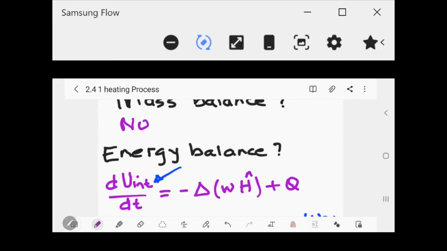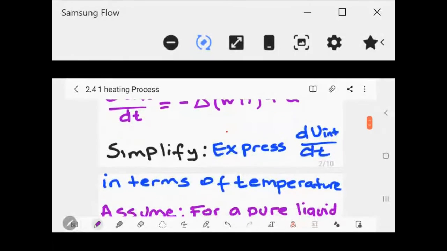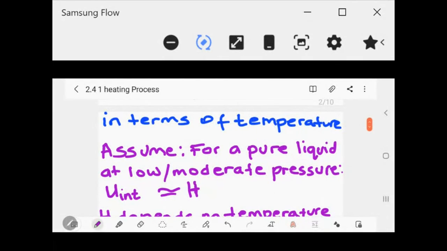Okay, how are we going to start? We're going to simplify the accumulation term first. In other words, we're going to write the accumulation term in terms of temperature. And then we will write the change in enthalpy term also in terms of temperature. Okay, let's just get to it. However, for us to do that, we need to make some assumptions.